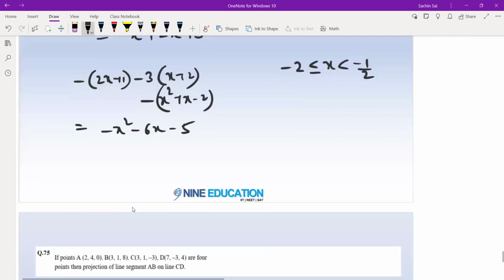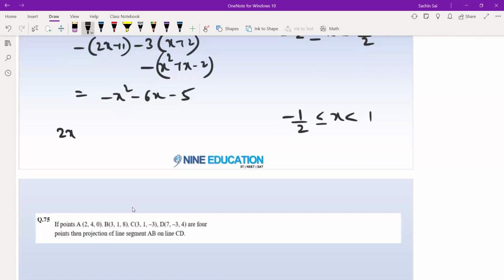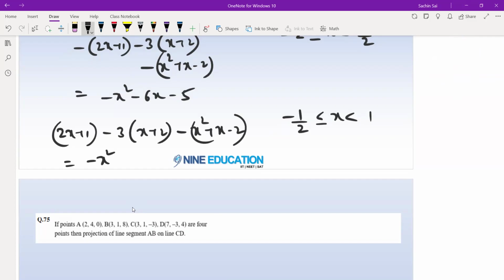Now, when x lies between minus 1 by 2 to 1, then 2x plus 1 is positive, so its modulus can be written as 2x plus 1. X plus 2 is positive, so its modulus is the same as x plus 2. And x squared plus x minus 2 is negative, so it still remains minus of x squared plus x minus 2. So this, when simplified, becomes minus x squared minus 2x, 3 minus 6, so minus 3, right?